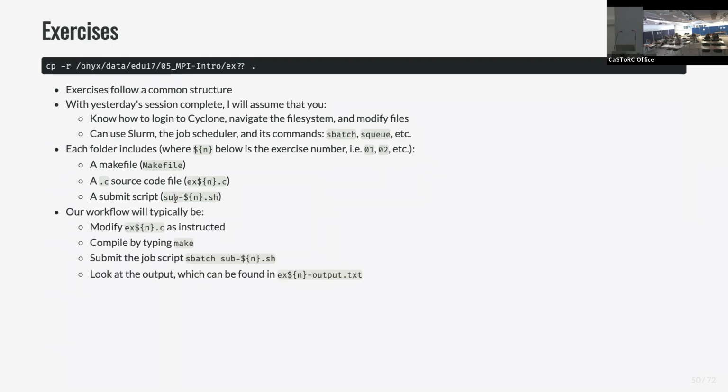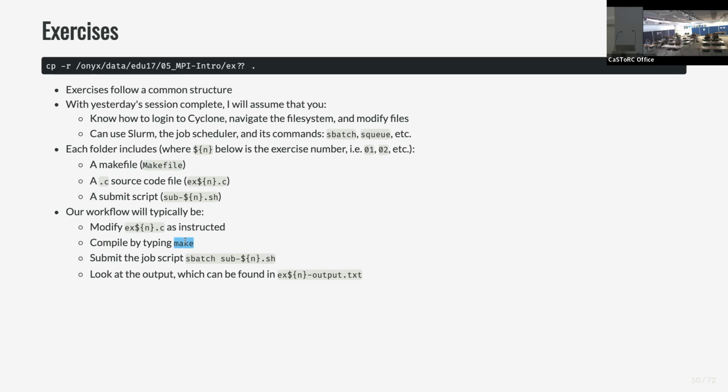So the workflow that you will follow will typically be, you need to modify the .c file as per the instructions that I will give you. You compile it by typing make. The makefile that I have included saves you the requirement to type mpicc -o, name of the program, and then the name of the C file, right?